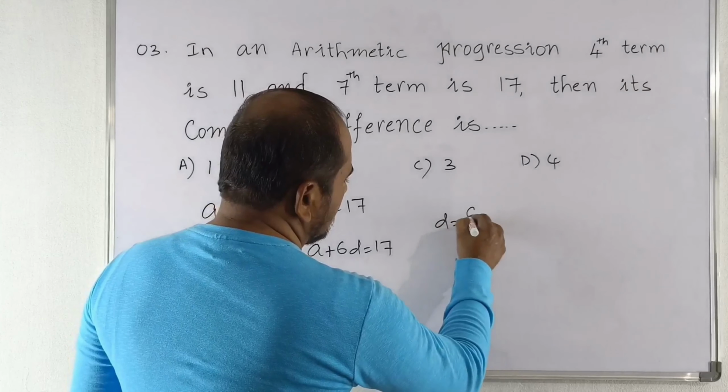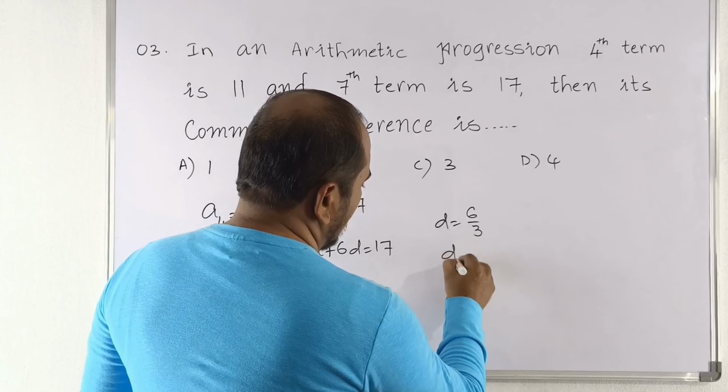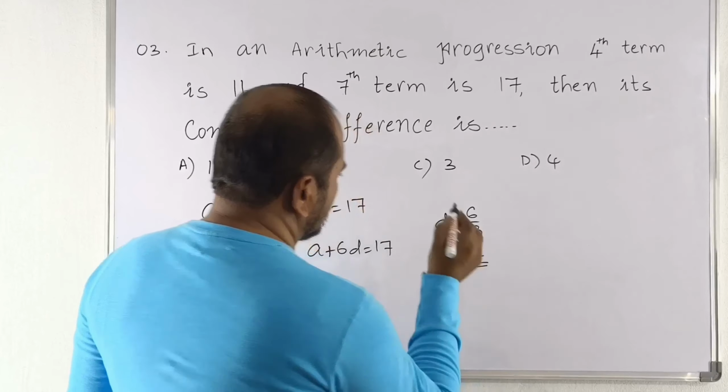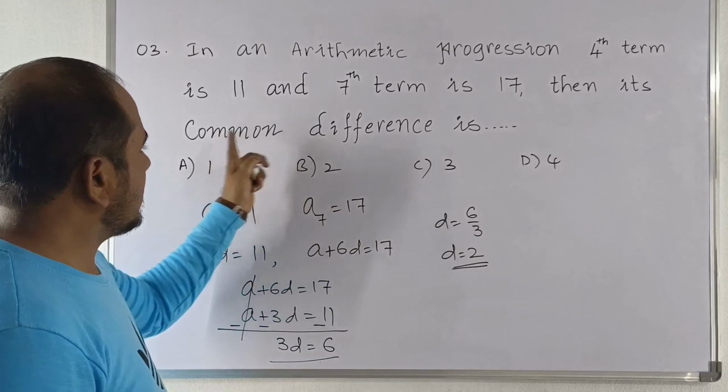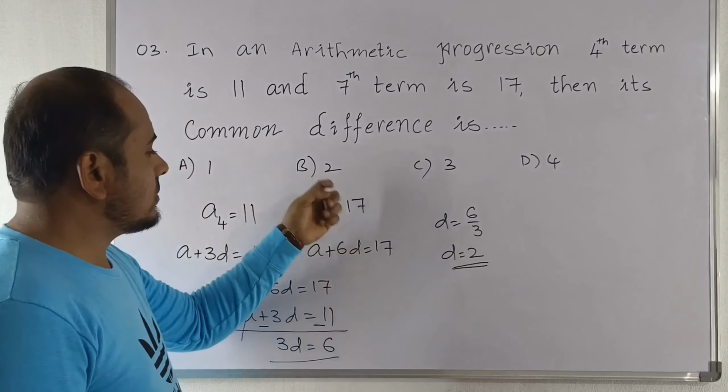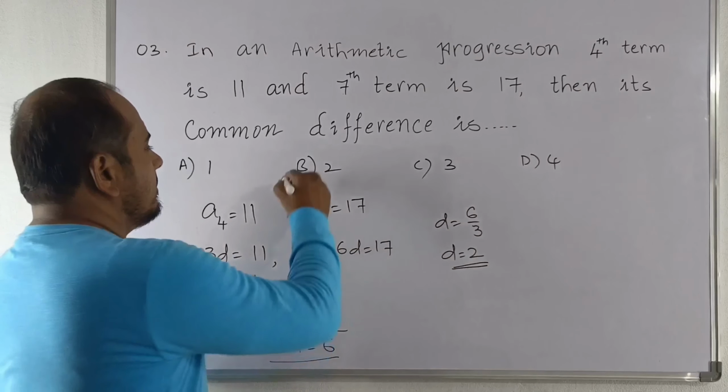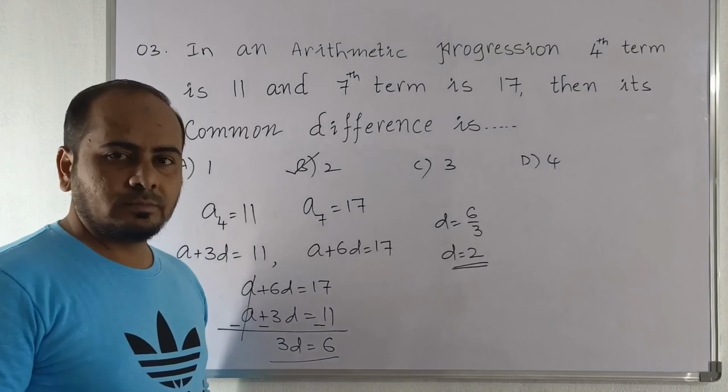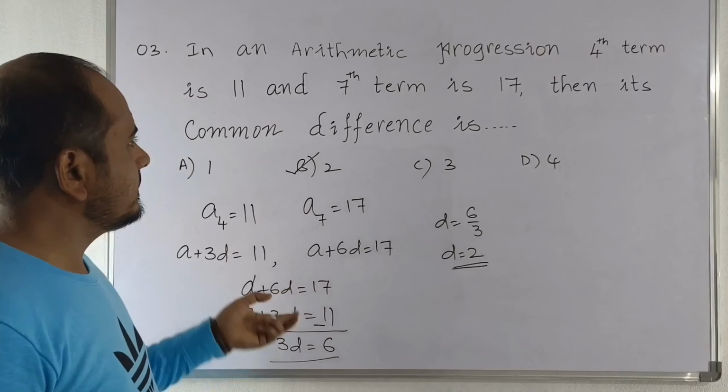Then D is equal to 6 divided by 3. So what is the common difference? 2. He is asking for the common difference only, so the common difference is 2. D is the right option. That's it. Very simple, my dear.